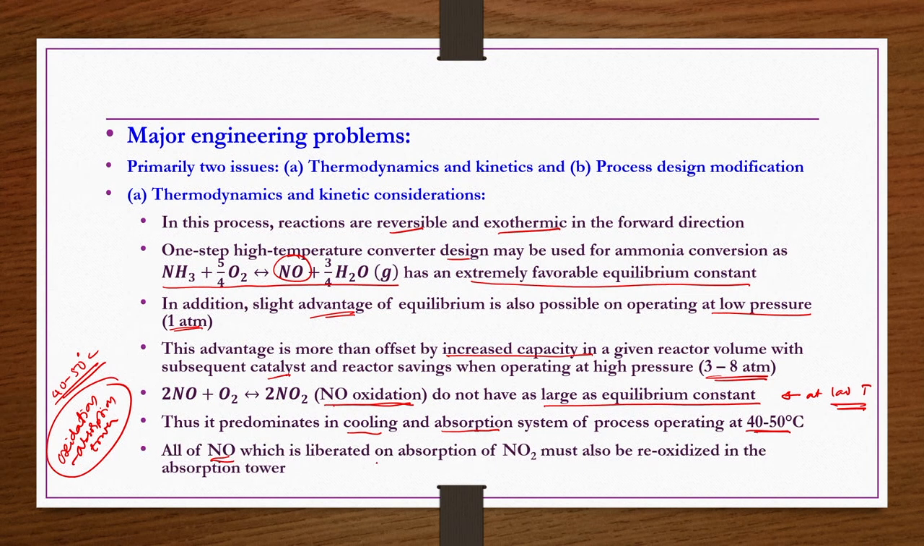All of the NO which is liberated on absorption of NO2 must also be reoxidized in the absorption tower. Okay? So that recycling can also be done. Recirculation of this unreacted NO gas may also be done by sending it again to the oxidation absorption tower itself.